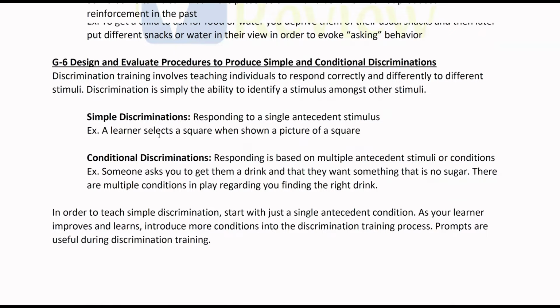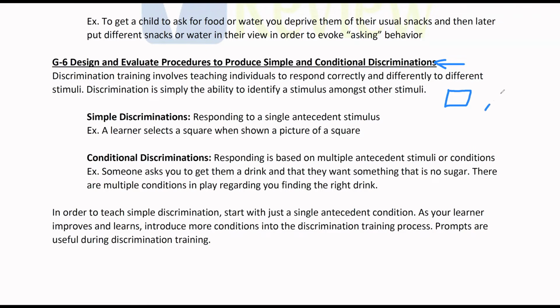G6, design and evaluate procedures to produce simple and conditional discriminations. Well, we talked about differential reinforcement, and differential reinforcement teaches simple and conditional discriminations. So, for example, if I have a square and I have a triangle, and I tell you to point to square, I'm going to reinforce you when you point to square and put this on extinction. Over time, you can discriminate between the square and the triangle because of differential reinforcement, and now you're discriminating between these stimuli. Simple as that, right?